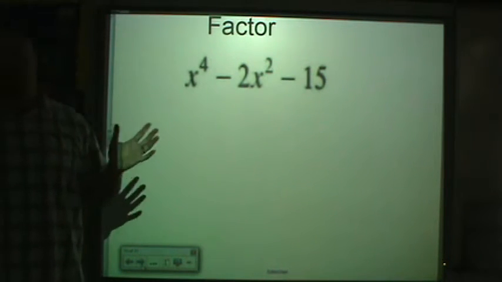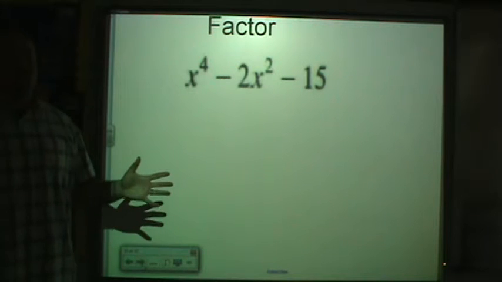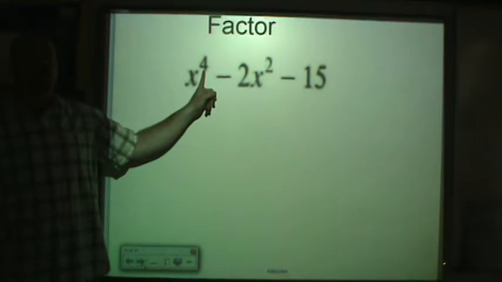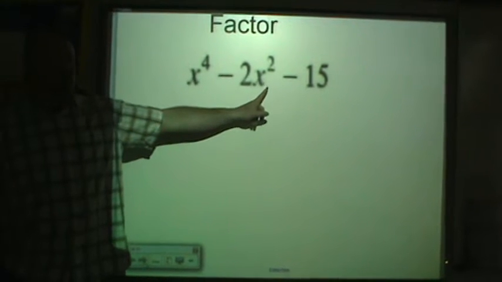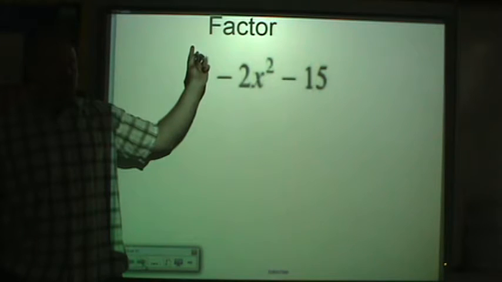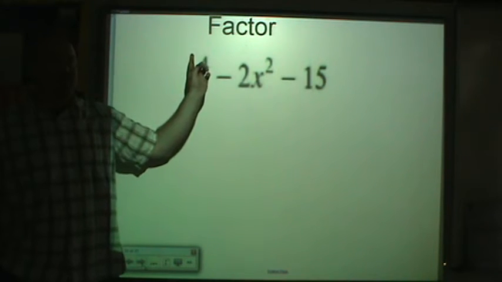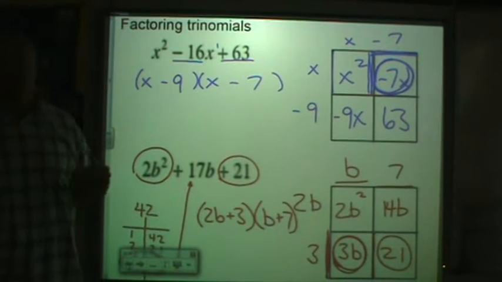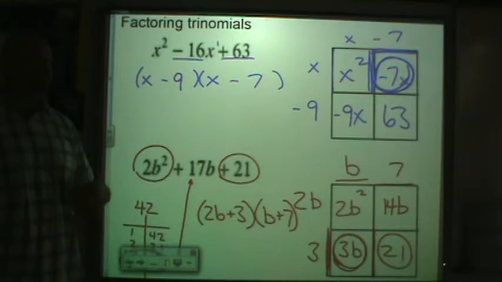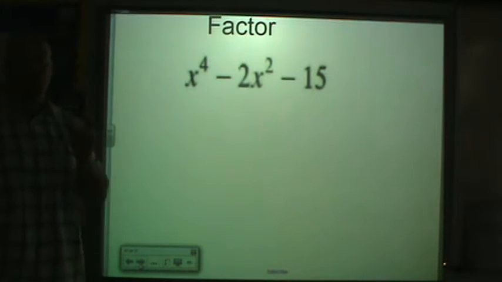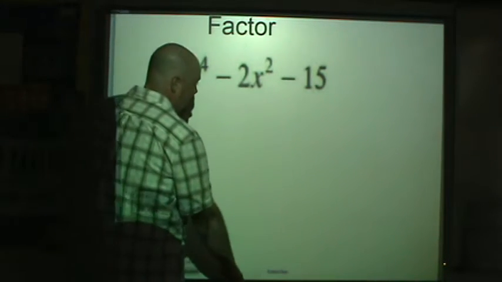What do we do now? Panic, sweat, everything? No. This is a trinomial. Its degree is 4. This middle term, its exponent, is exactly half of that. So since this is half of this, I can factor this just like I factor one of these. Take the exact same approach all the way through until we get to the end, and we may have to do something else, but we'll see if we get to that point.